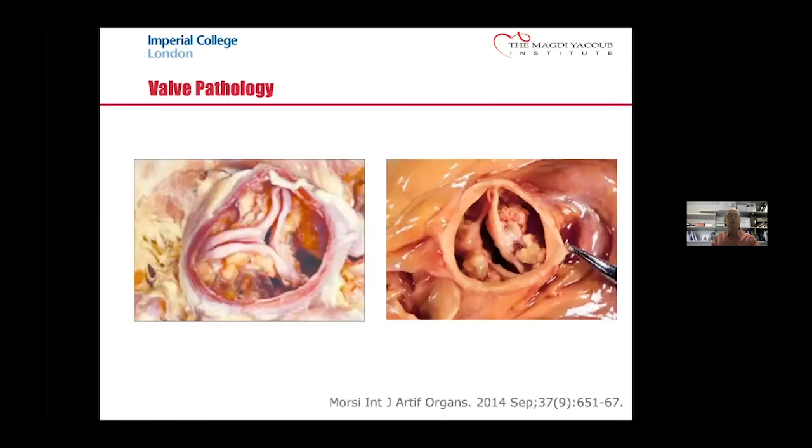So what happens to valves in old age in a certain subset of people is they form calcified lesions on them, and they become thickened and therefore immobile and are in need of surgical replacement.